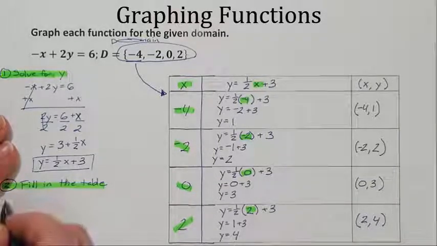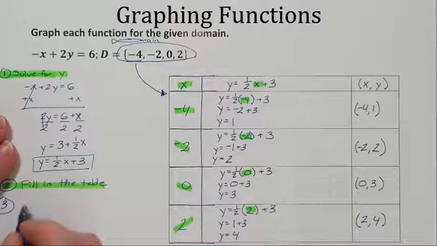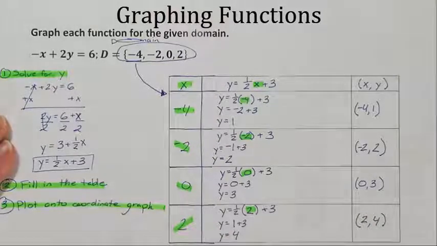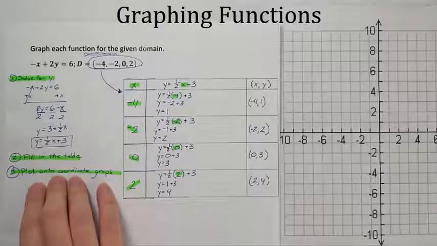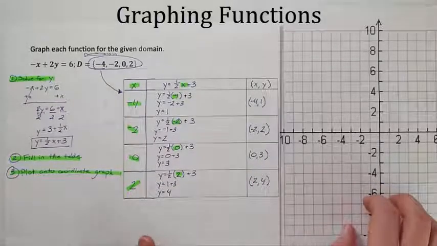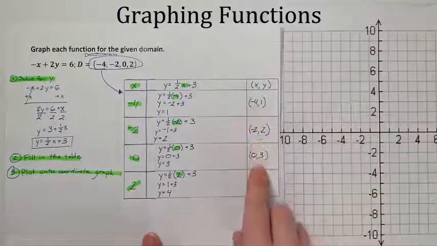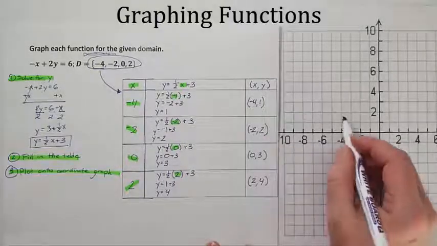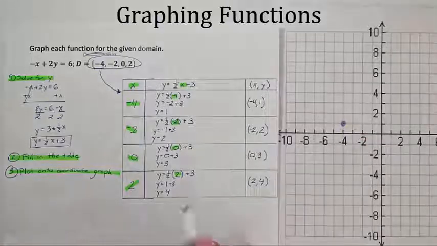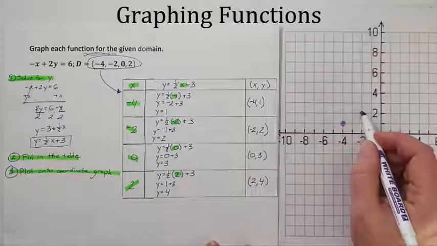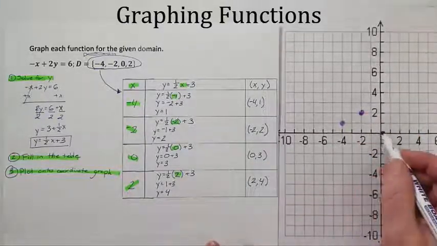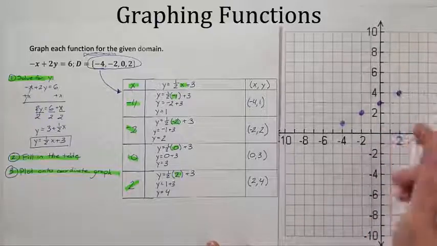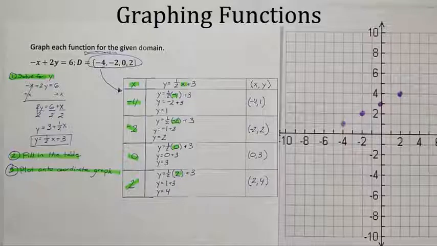So now that we have our table, the next thing we need to do is plot these onto a coordinate graph. So step 3 is to plot onto a coordinate graph. So we have our graph paper right here, and we need to plot our XY coordinate points. So the first coordinate point is -4, 1. So there's that. Then we have -2, 2. We have 0, 3. And we have 2, 4. So we went ahead and we plotted on the coordinate graph.